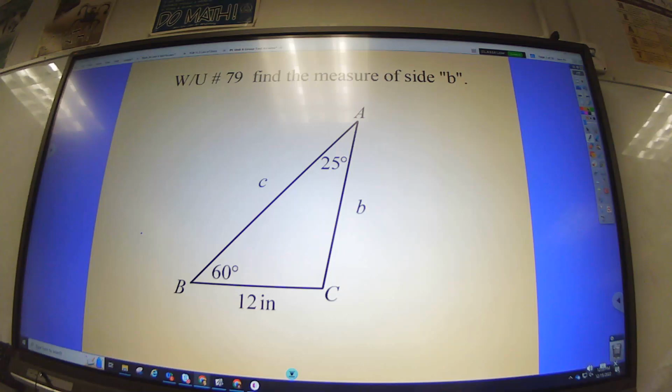Okay, so these are going to cancel out. I get B equals sine 60 degrees times 12 over sine 25 degrees. Now you're going to enter it into your calculator. And we get 24.59 inches.